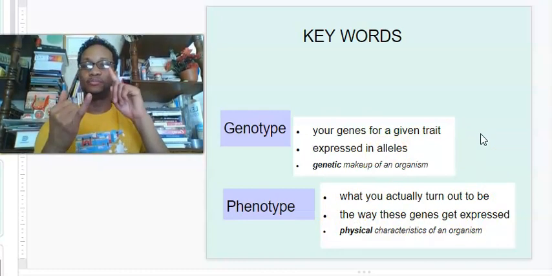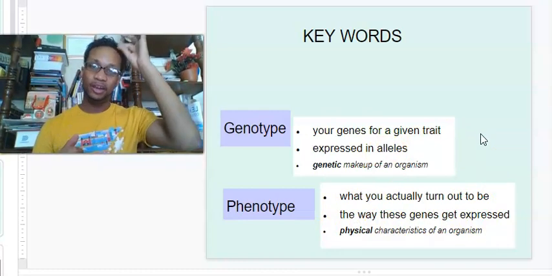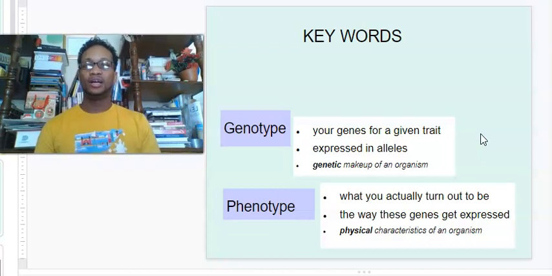Phenotype is actually what you see from the traits. It could range from eye color, hair type, like mine is curly, skin tone, height, and so on. Okay?